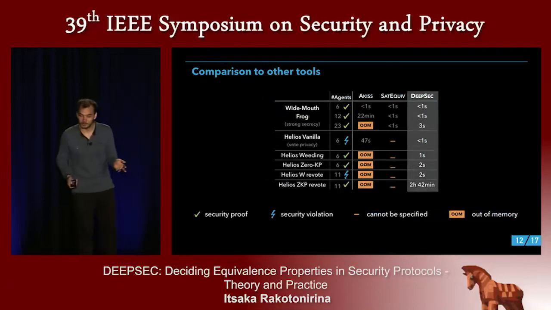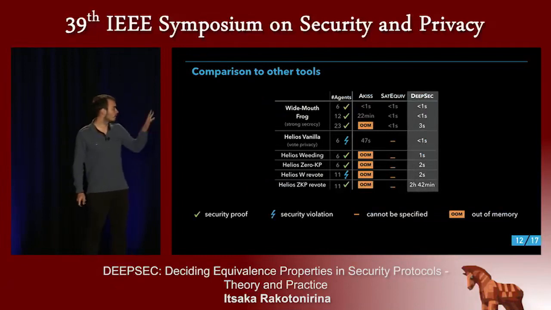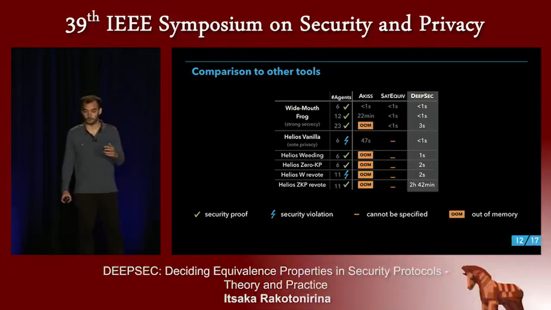Experiments. Here is a small sample of security protocols with some security properties, for example strong secrecy or vote privacy, because Helios is an electronic voting protocol. I put how much time DeepSec takes to perform the analysis, and as a baseline for comparison, I put two other tools.